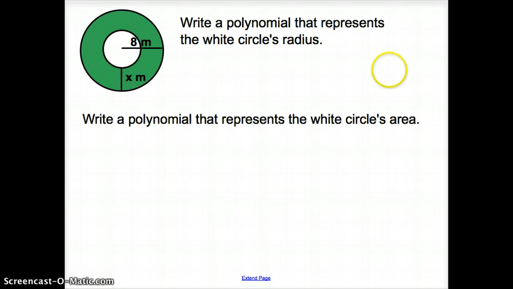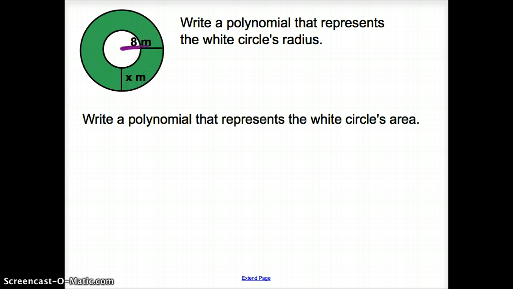Now, how is this useful? Well, let's try a little word problem. Our very first part here, we're going to write a polynomial that represents the white circle's radius, all right? Here we have two circles. We have the green part and the white part. Well, we do not know the radius from here to here. Or again, the radius is half the circle. From there to there, that part of the circle.